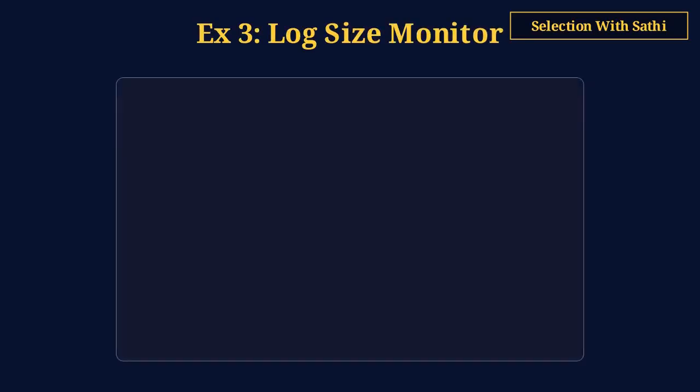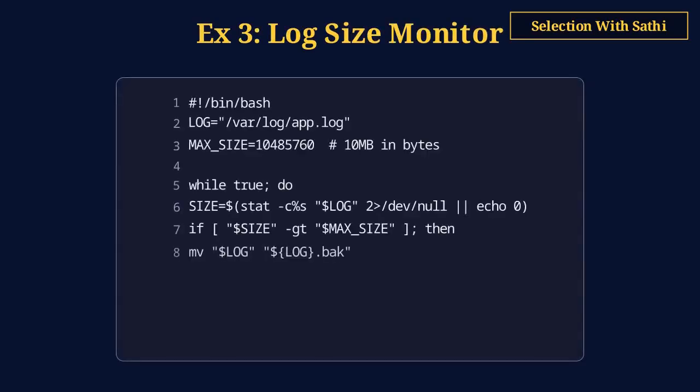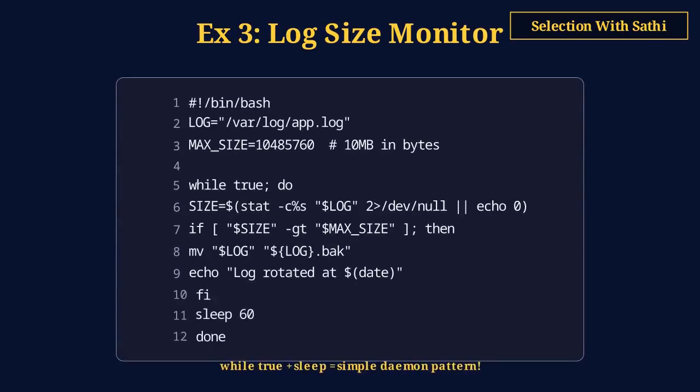Third example, conditional check. We use $1, the first command line argument, as the file name. First, if -f $1 checks if the file exists. If it does, we check if -r $1 means it's readable. If readable, we process it with cat. If not readable, we print an error message. If the file doesn't exist at all, we print file not found and exit with code 1. Always validate inputs in your scripts.